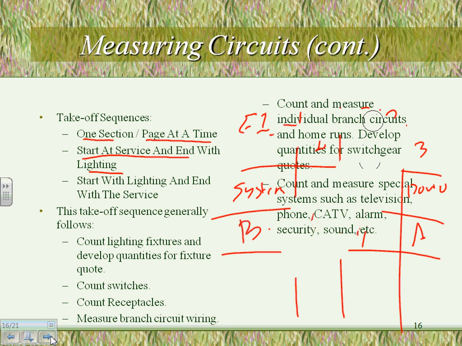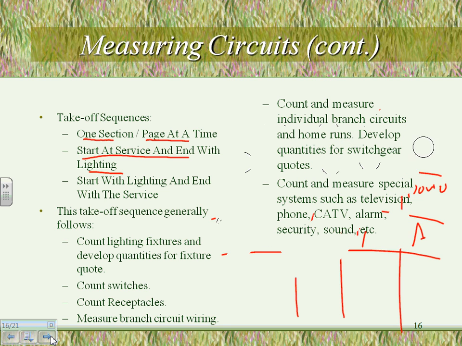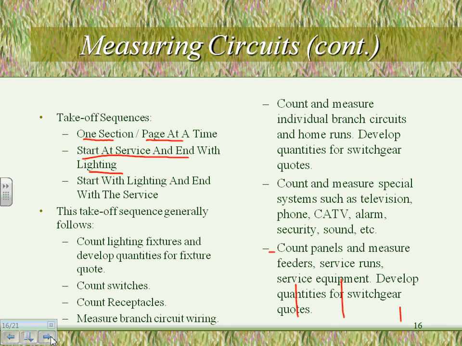You mark all your branch circuits with the color pencil. Color code them as you measure them. So if you guys can see, I think that's the final sequence. This is the sequence that you guys are going to follow for this project. The first thing, you need to go to all your fixtures and count the quantities of your fixtures. Step 1. Then go to the switches.